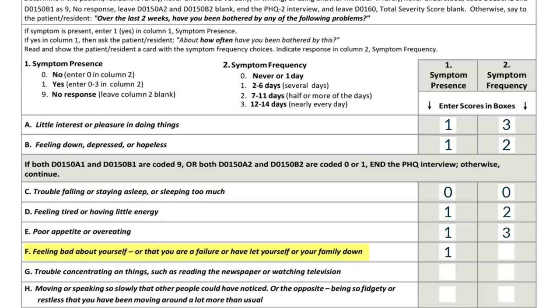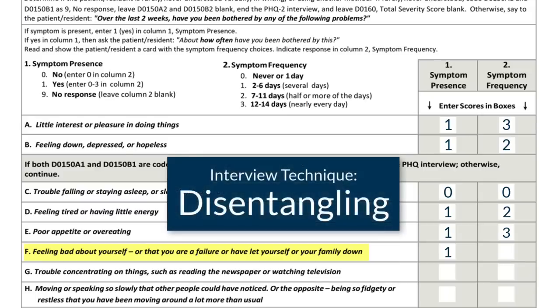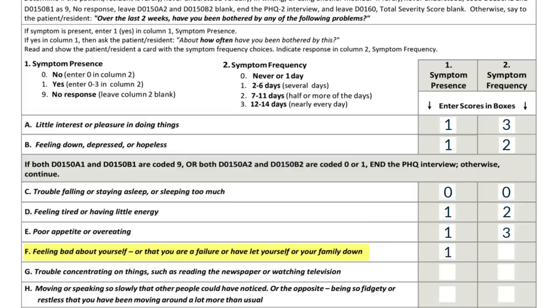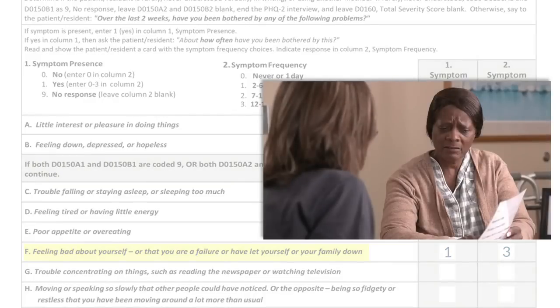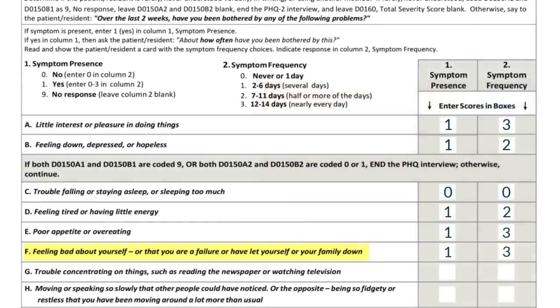Note that Ms. Swanson indicated that she didn't understand the question. The nurse used the technique of disentangling by breaking the question up into segments. Once the nurse did that, Ms. Swanson was able to better understand the intent of the question and answer it accurately. The correct coding for Ms. Swanson's symptom frequency for D0150F2 is 3, 12 to 14 days, nearly every day. Ms. Swanson, using a cue card, indicated that she has been feeling like this for the last 12 to 14 days. Let's return to the practice coding scenario to see how Ms. Swanson responds to the next set of questions.